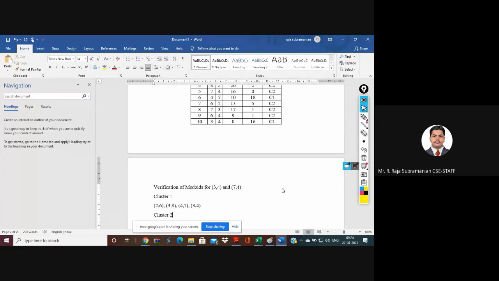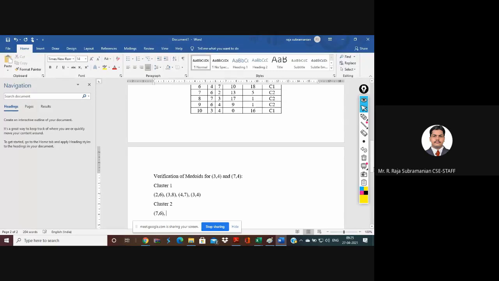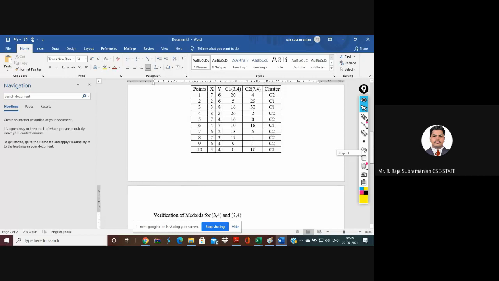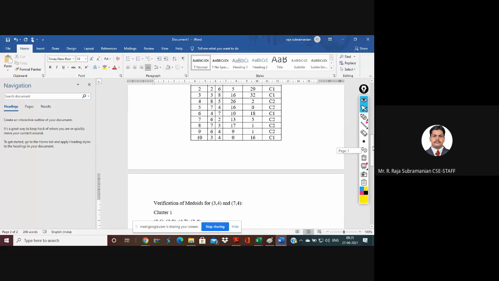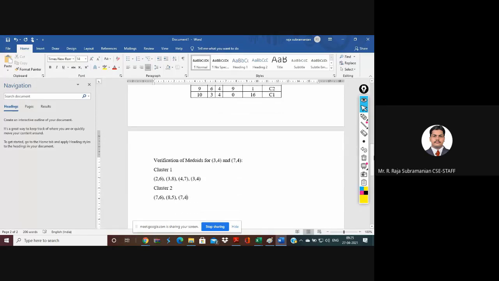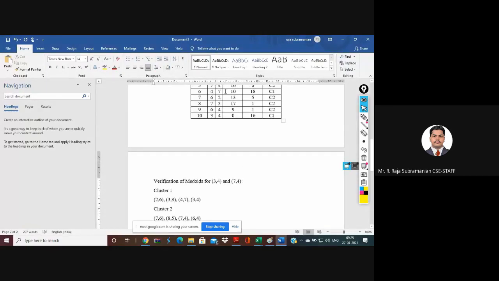Yes. And cluster 2 has more points. Okay, right. And in cluster 2, 7, 6, 1, 6, 8, 5, 7, 4, that is the point directly, 6, 4. And what is the point I missed? 6, 2 and 7, 3. Okay. 6, 2 and 7, 3. So these are the points.